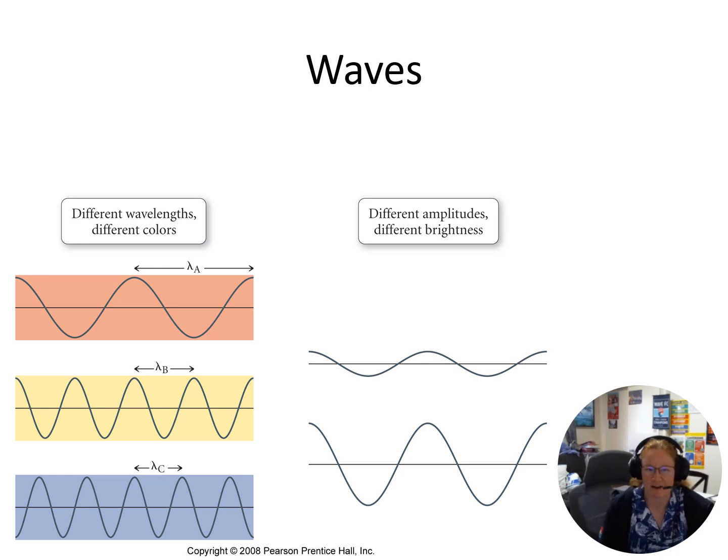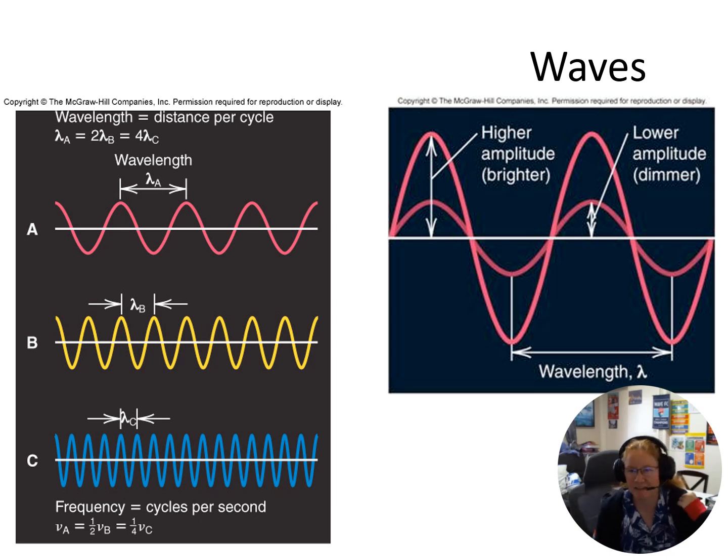All right, and so again, red light is lower energy, blue light, violet light is higher energy, and then the brightness depends upon the amplitude. So the amplitude is how tall a wave is. Like this versus this, that would be different amplitude. The larger the amplitude, the brighter the light is. Like here you can see higher amplitude brighter, lower amplitude dimmer.